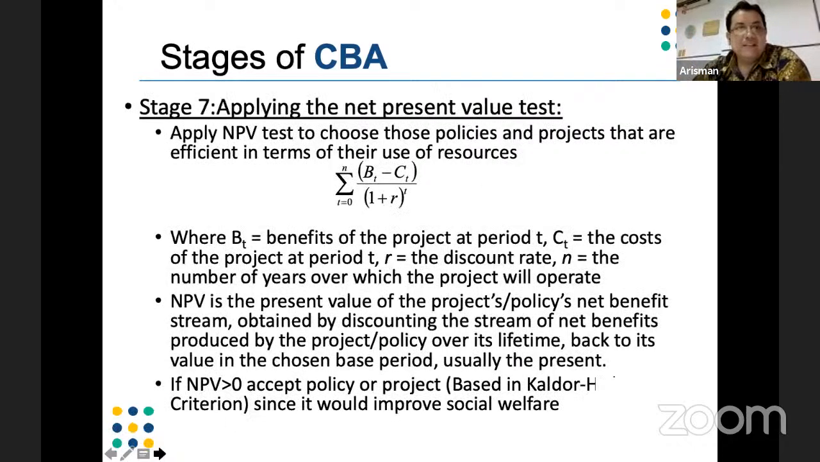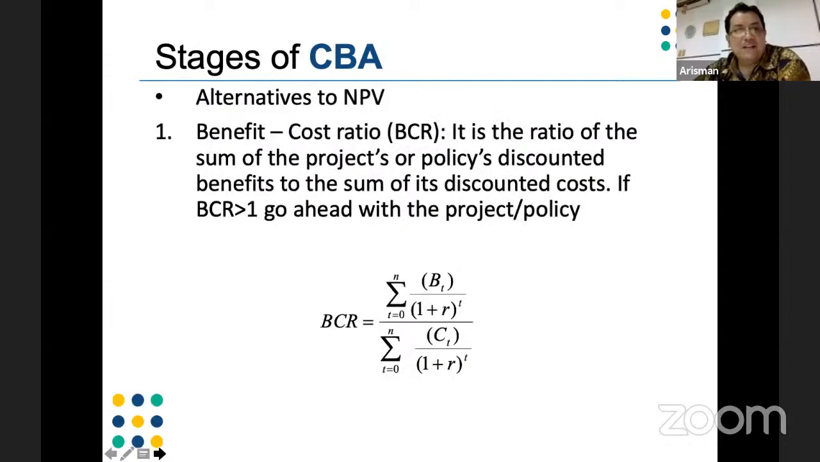Next is applying the net present value test, NPV. If the NPV is more than zero, the policy or project, based on the Kaldor criteria, would improve social welfare. NPV is the present value of the project's net benefit stream, obtained by discounting the stream of net benefits produced by the project or policy over its lifetime back to its value in the chosen base period, usually the present value.